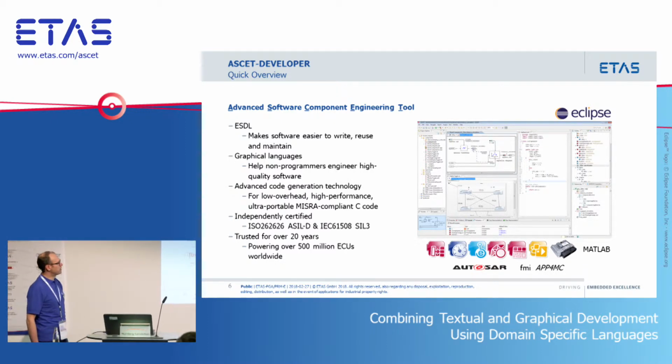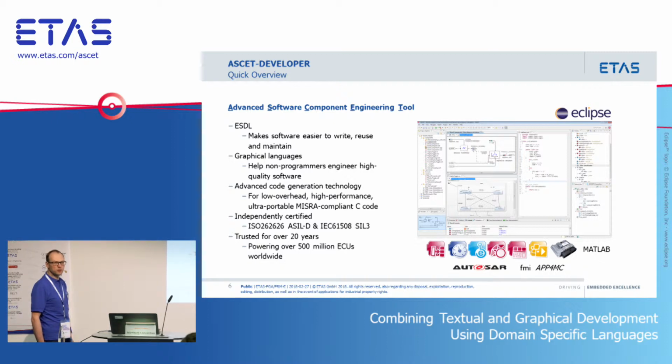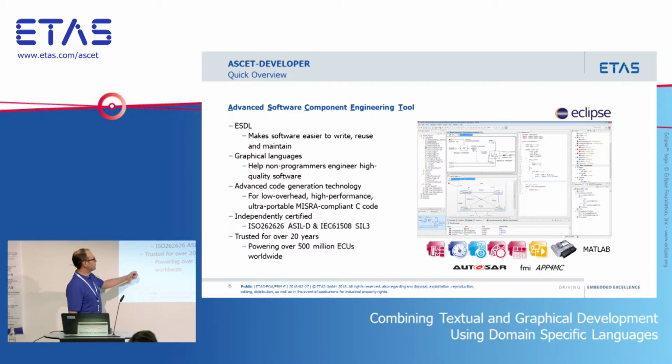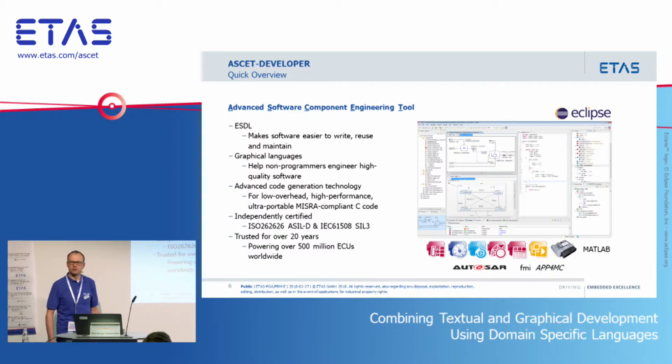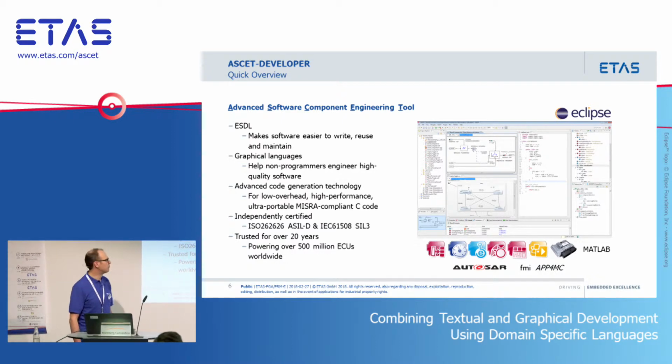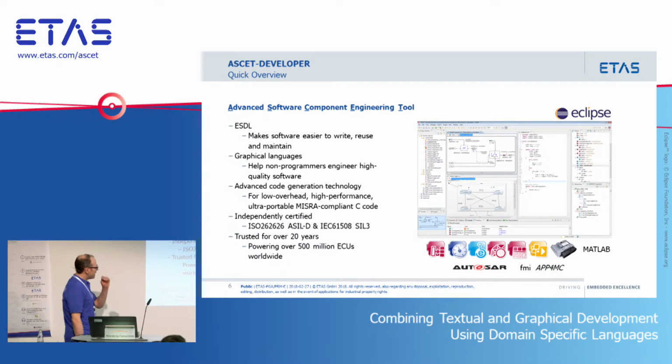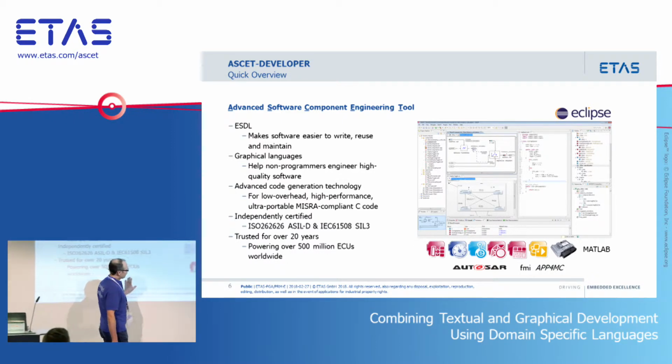So we started doing a lot of the safety work back in 2002. We're the first people ever to certify a code generator. And it's been around for 20 years, and we've got about 500 million ECUs on the road that run ASCET-generated code. And in terms of the rest of the tooling, it fits with quite a lot of other things.